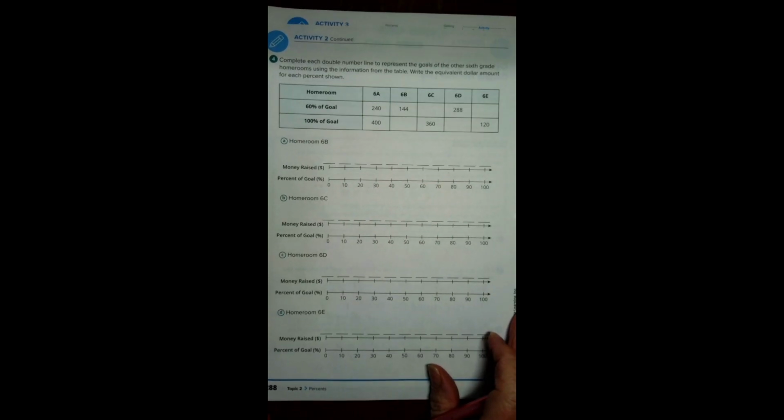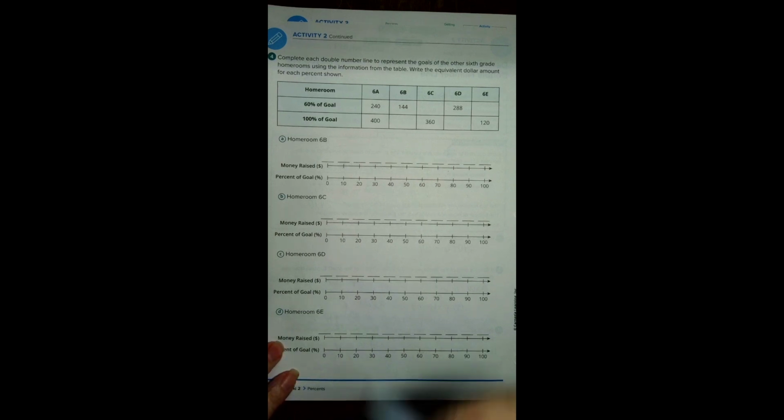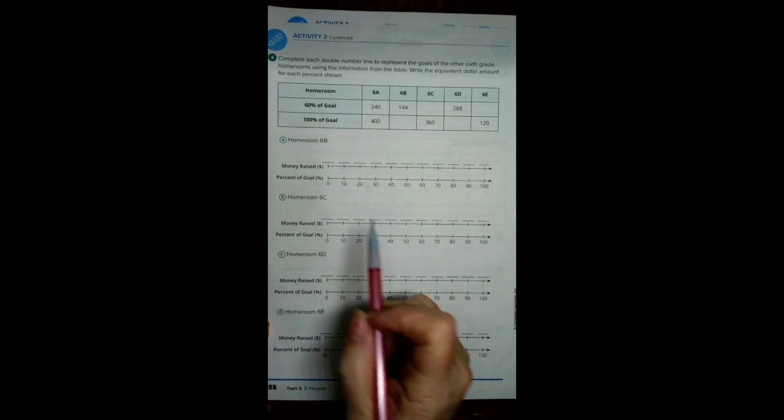Okay, so this next page is the rest of the homerooms, and they all have their own double number line. It says complete each double number line to represent the goals of the other 6th grade homerooms using the information from the table. Write the equivalent dollar amount for each percent. So 6A was on the other side.